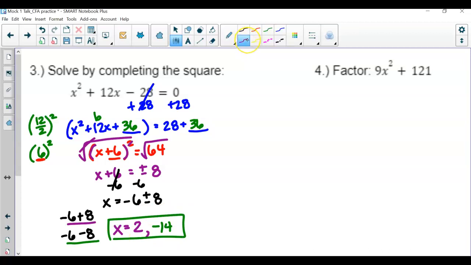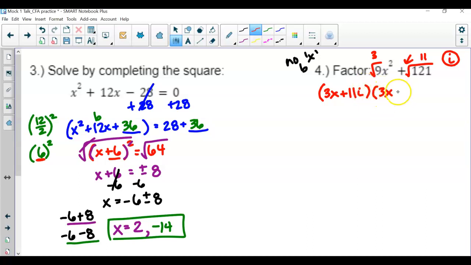Then number 4 is review. Notice how there is, again, no x term, right? So we have no x, there is no b. But we are factoring the sum of two perfect squares, because the square root of 9 is 3, and the square root of 121 is 11. But because it's the sum, we do need i in our final factored form. So this would be 3x plus 11i, and then 3x minus 11i.